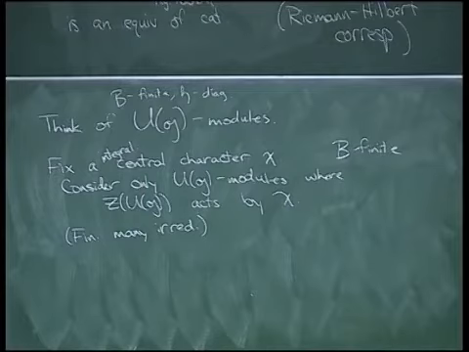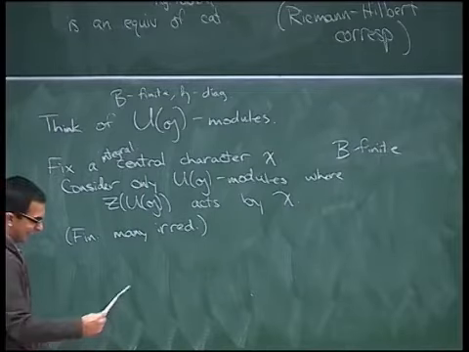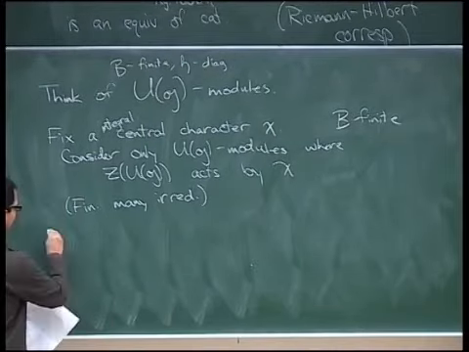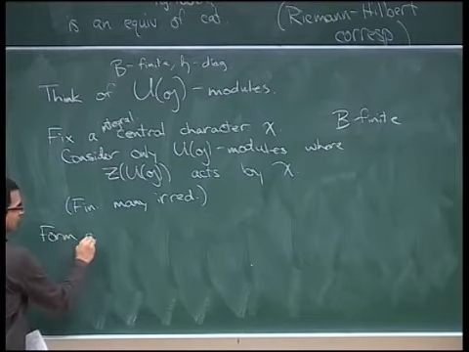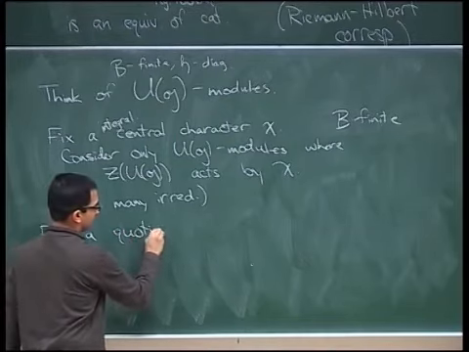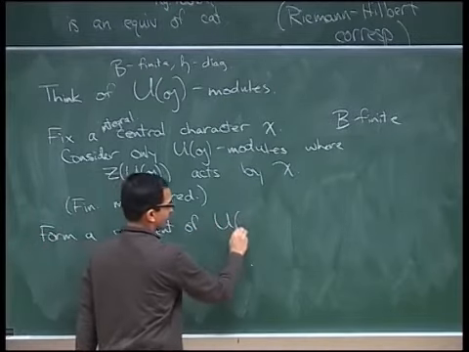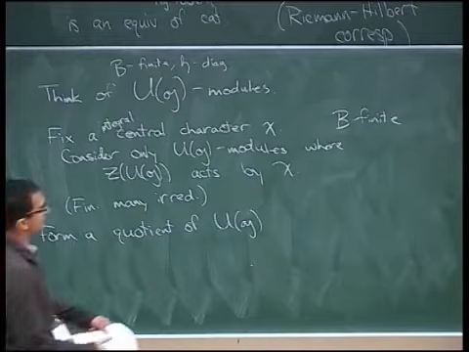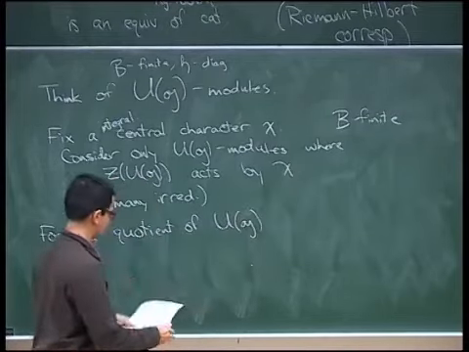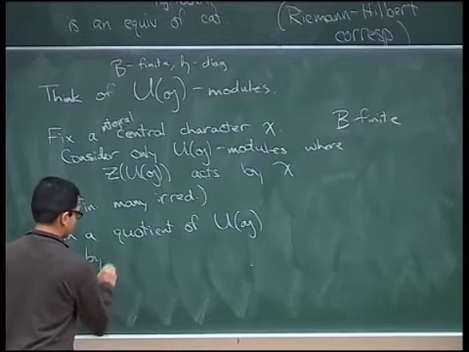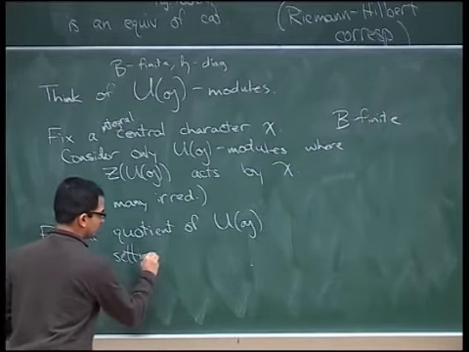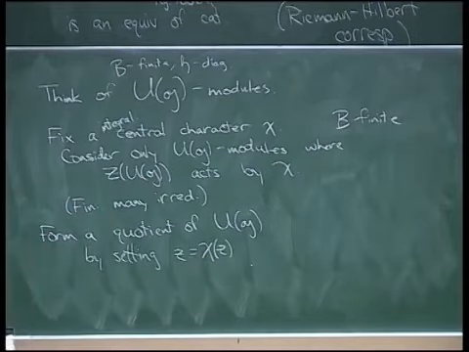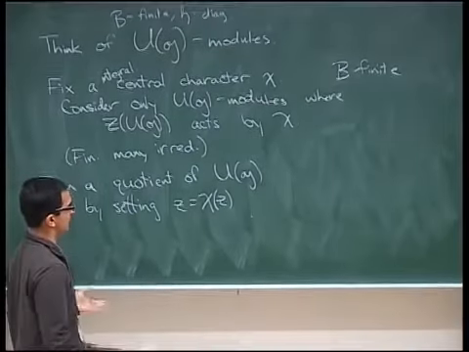Yeah, I guess that's enough. Okay. So let's form a quotient of U of g just by identifying every element of the center with the scalar that it's supposed to act by according to the central character. So a central element is going to be equal to its character value, which is a scalar.